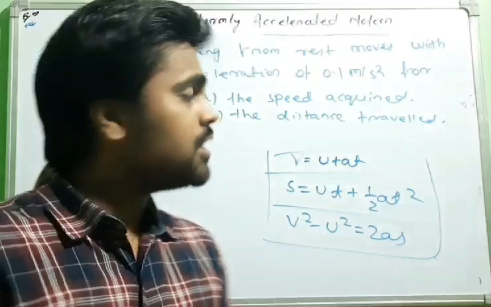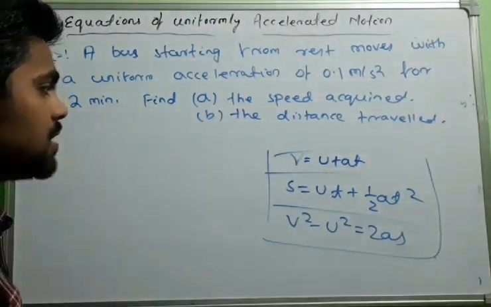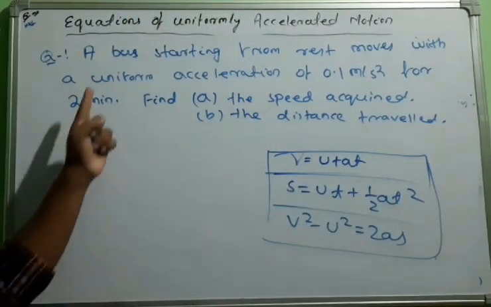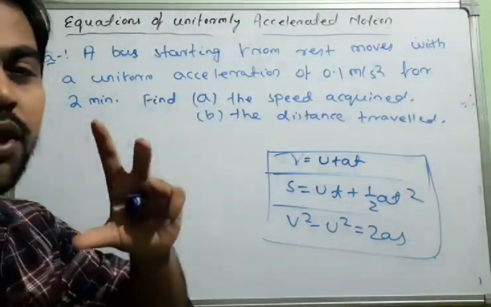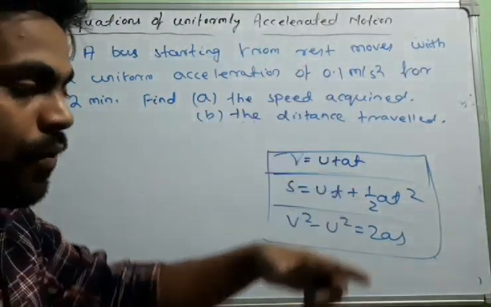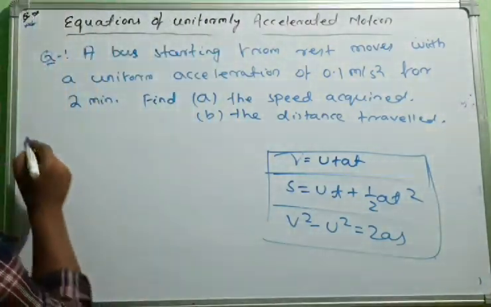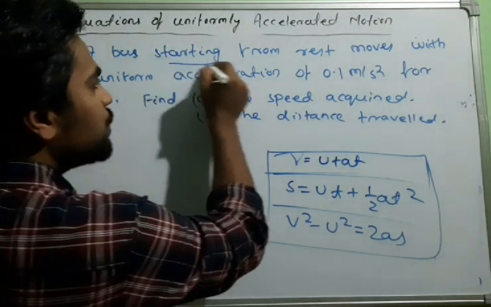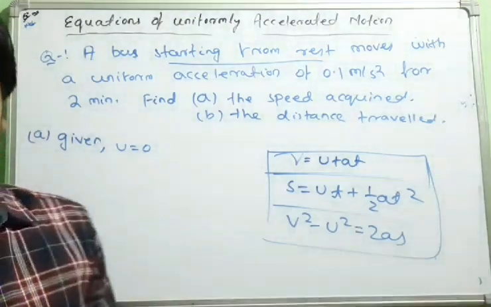So this is how you have to attempt the question. First write the question thoroughly. A bus starting from rest. I am giving 3 points to remember. When a body starts from rest, that means u is equal to 0. First write down the given. The body starts from rest, so you directly apply initial velocity u is equal to 0.